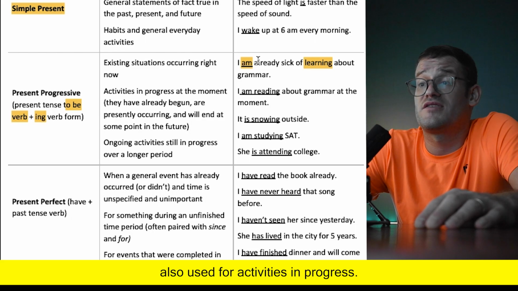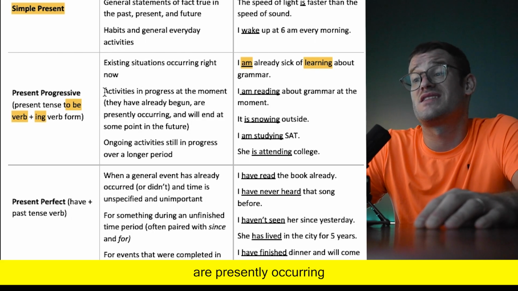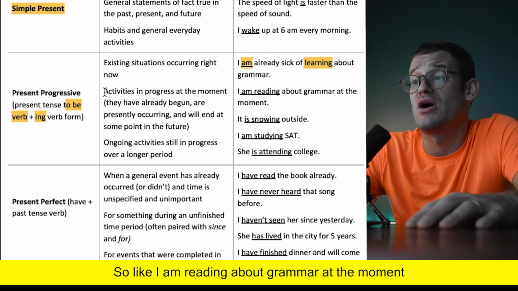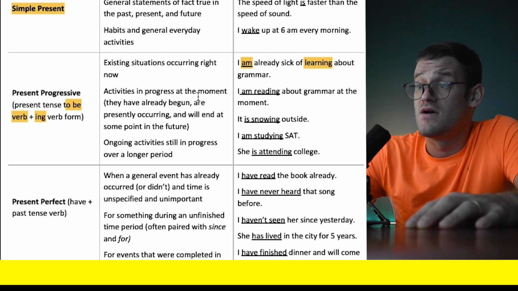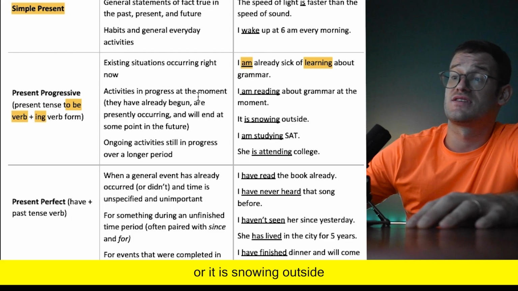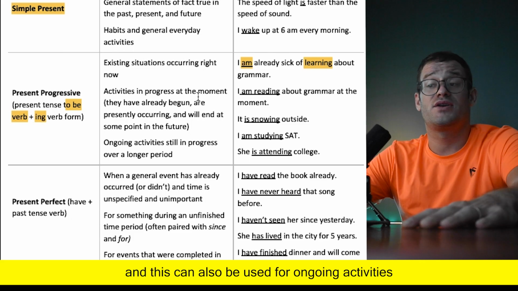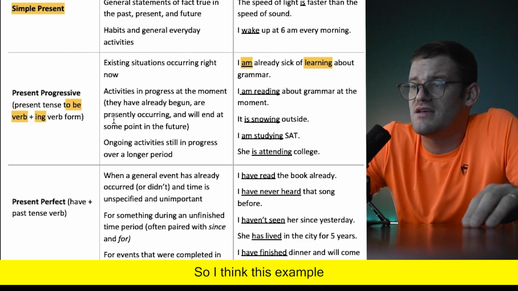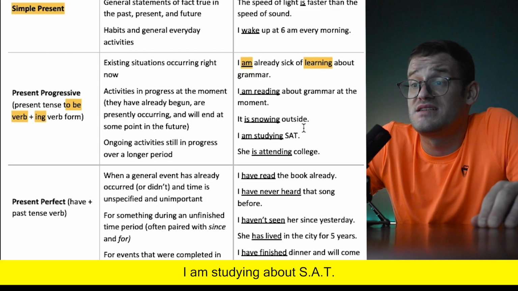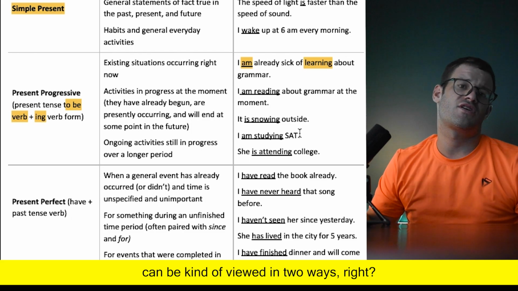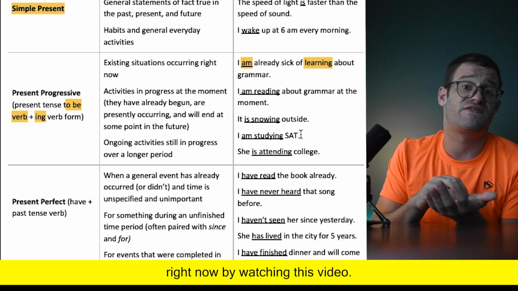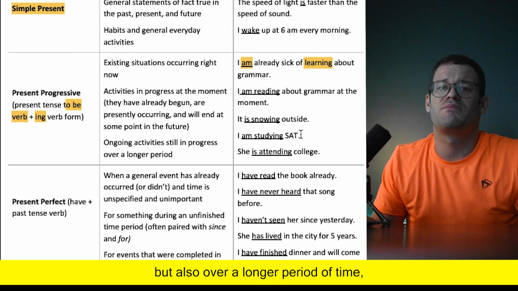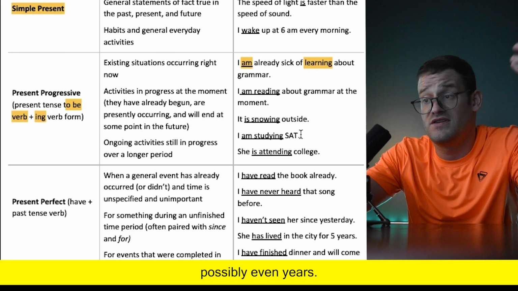It's also used for activities in progress at the moment. They've already begun, are presently occurring, and will end at some point in the future. So I am reading about grammar at the moment, or it is snowing outside. This can also be used for ongoing activities that are still in progress over a longer period of time. So I think this example, I am studying for the SAT, can be viewed in 2 ways. You're studying SAT right now by watching this video. When the video ends, you will finish studying SAT. But also over a longer period of time, maybe you're studying for weeks, months, possibly even years.